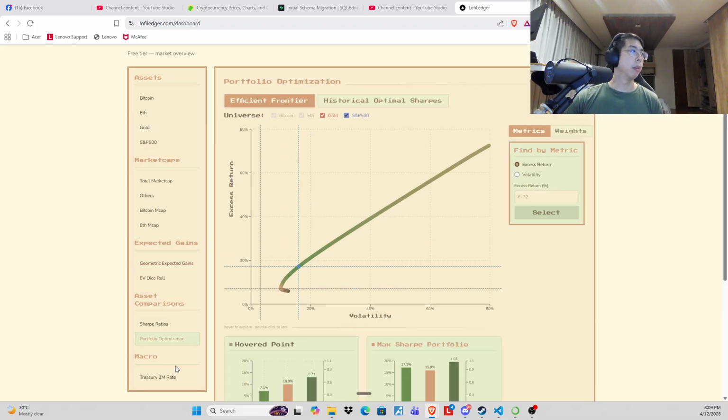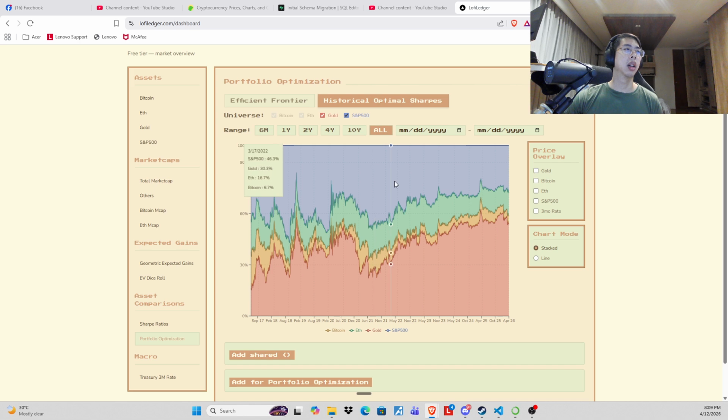But right now, this is how you get an idea of how much you should allocate to different assets. It's not perfect because it gives you the optimal portfolio for the historical data, but you still have to figure out when you're going to rebalance and what makes sense for the future, because historical doesn't always mean that's how it's going to play out in the future. But yeah, that's how I would do it.